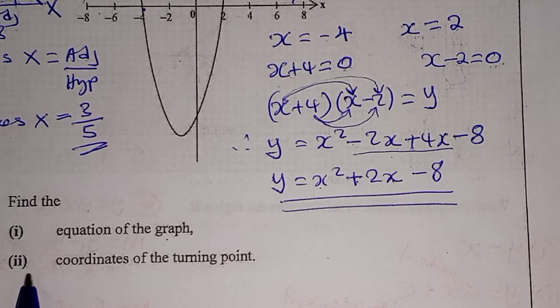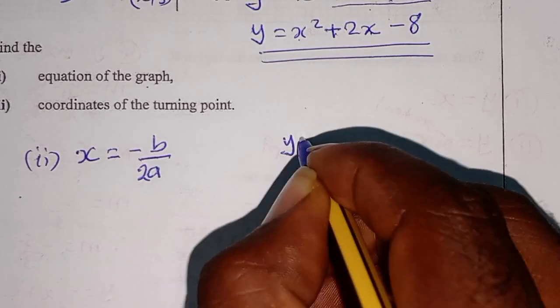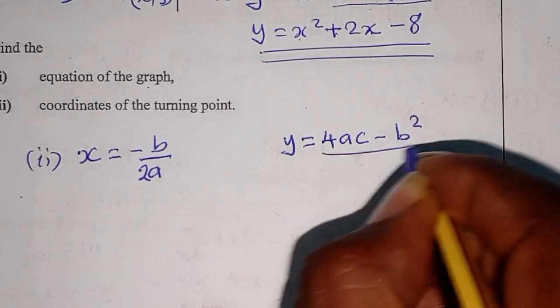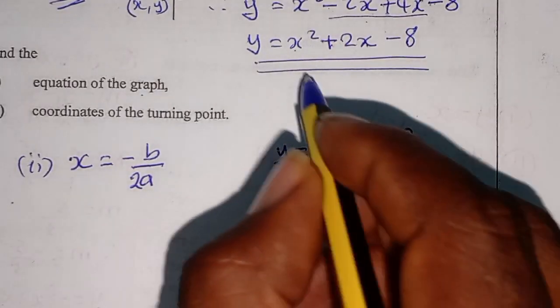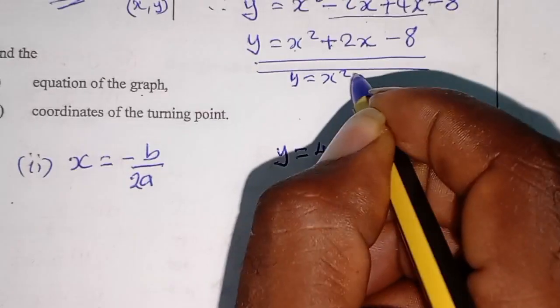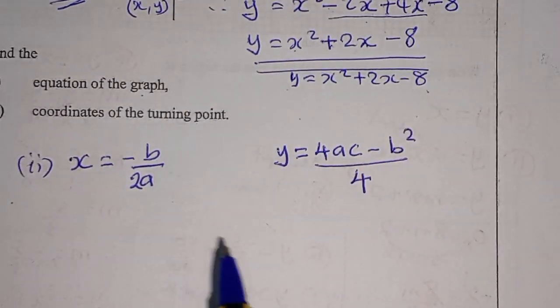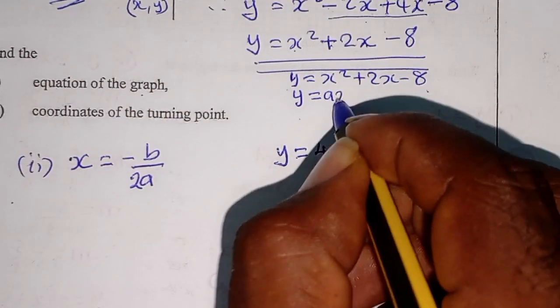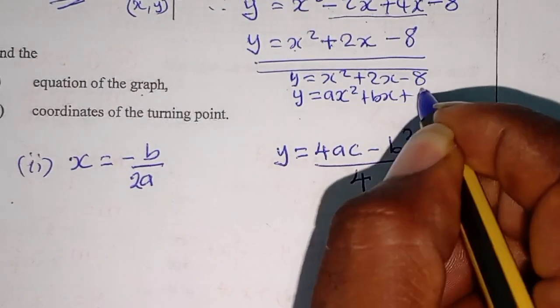So number 2. To find the value of y, we use the formula y is equal to 4ac minus b squared over 4a. So we have found the equation. The equation is y equals x squared plus 2x minus 8. Remember the equation of a quadratic graph is ax squared plus bx plus c.